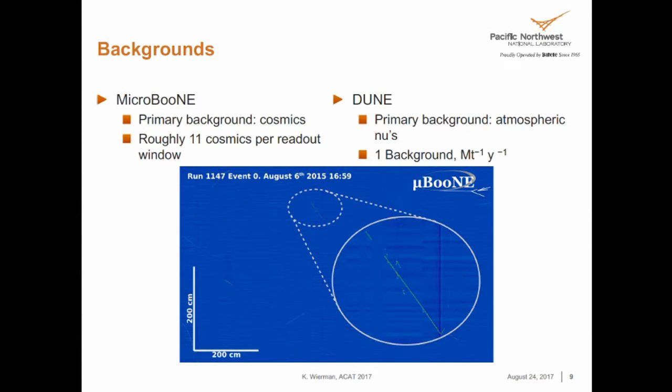DUNE will be slightly different. It's going to be underground by about a mile. And so I'd expect much, much less background rate, primarily from atmospheric neutrinos, but also something to be concerned about when you're looking for very, very rare decays.